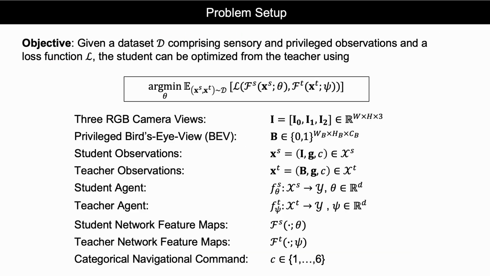Our objective is to train a goal-conditional sensorimotor agent, for mapping 3 RGB camera views, a categorical navigational command, and an intermediate noisy goal sampled from a GNSS, to future 2D waypoints, which are given to a lateral and longitudinal PID controller to generate the final action. Given a dataset comprising sensory and privileged observations, we optimize the loss functions defined over either final layer output, or over internal layers.